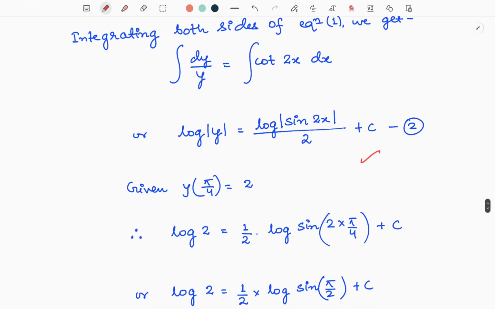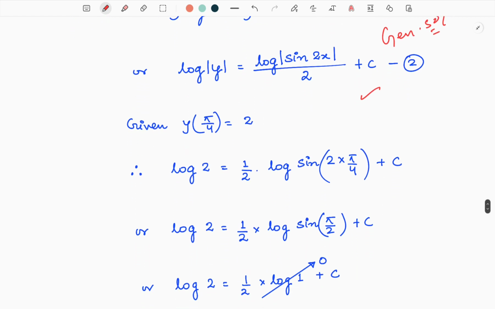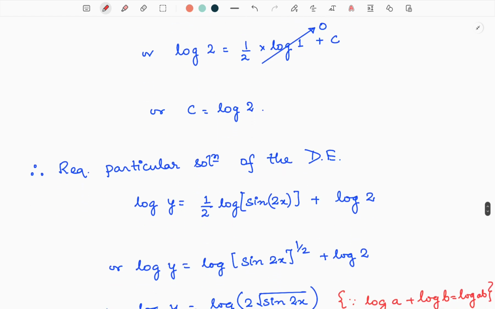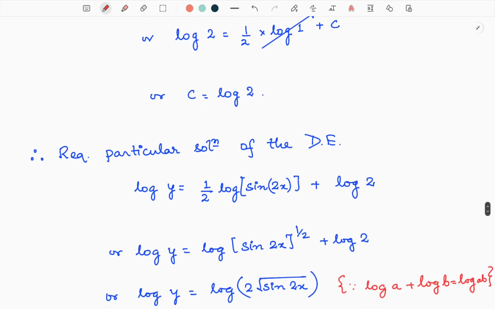Now, this is the general solution because it contains the constant c. Using the condition that y is equal to 2 when x is equal to pi by 4, if you put x is equal to pi by 4, 2x becomes pi by 2, sin pi by 2 is 1, and in place of y if you put 2, you will get log 2 on the LHS. So solve and rearrange the equation, you will get c is equal to log 2 because log 1 is 0. So the particular solution will become log y is equal to half log sin 2x plus log 2.